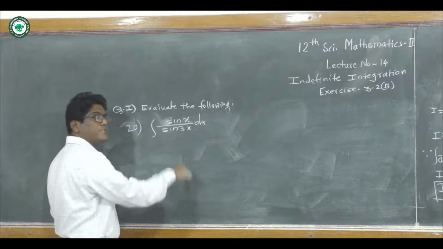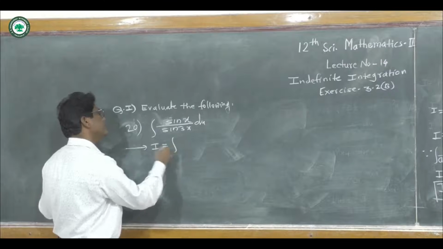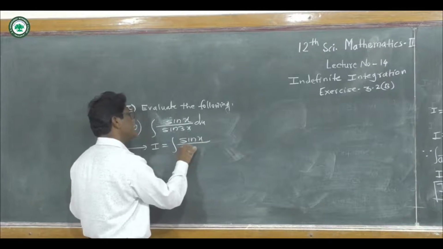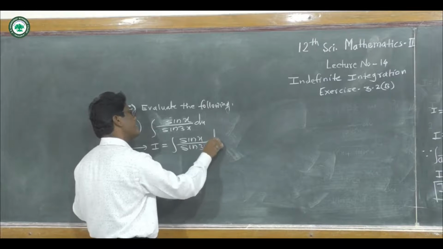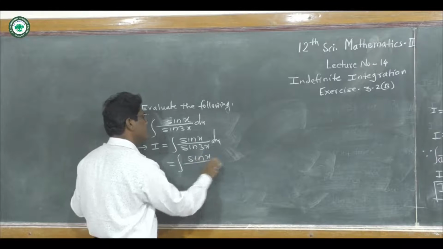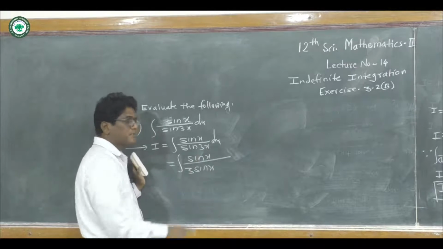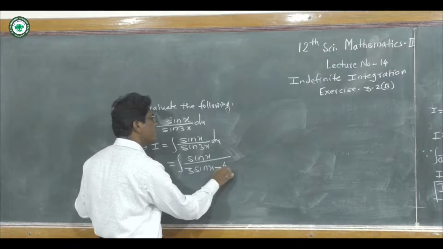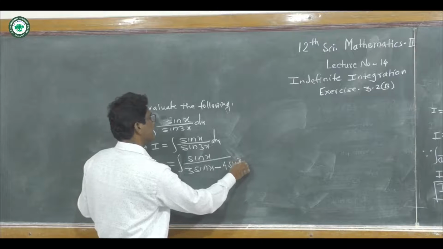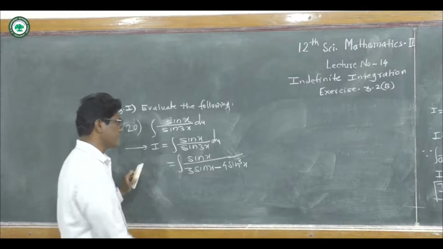In the denominator we use the formula of sin of 3x. So I is equal to, firstly write the given problem as it is, that is sin x upon sin of 3x dx, and so it is equal to integration of sin x upon 3 sin x minus 4 times sin cube x. This is the formula for sin of 3x.